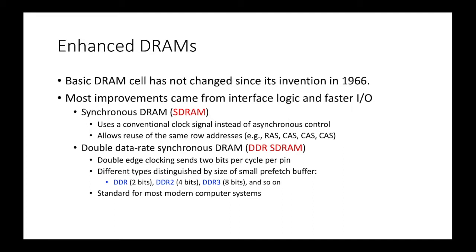The second big improvement was double data rate synchronous DRAM, also known as DDR SDRAM, where double edge clocking sends 2 bits per cycle per pin. This is current and modern DRAM technology that we have in our machine. And DDR SDRAMs are distinguished by the size of a prefetch buffer. For example, DDR2 has a 4-bit prefetch buffer, and DDR3 has 8-bit prefetch buffer. Again, this became the standard for most modern computer systems.